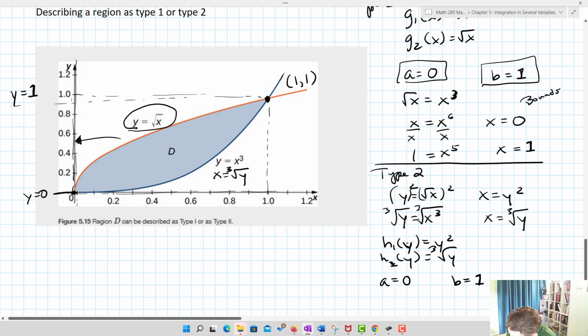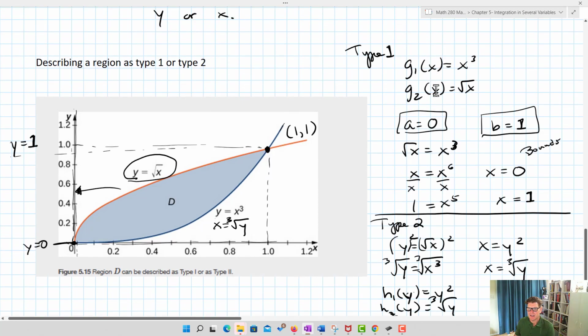So a couple of things to remember as we're turning something into a type 1 or a type 2 region. When we talk about which one's g1 of x and g2 of x, the one that's furthest away from the axis that you're working with, in this case the x-axis, is your g2, and the one that's closer is your g1. Top minus bottom, or top over bottom.